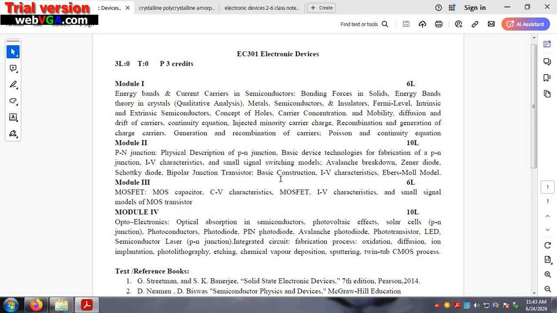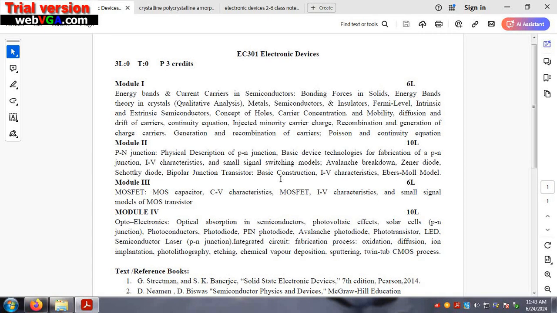Previously in the university syllabus, basic electronics was there in the second semester. Later on, this subject was removed by the university and one subject named solid state device was introduced in the third semester. Once again, that subject was also removed by the university, and now in place of the two subjects, that is solid state devices and basic electronics, this subject was introduced by the university.